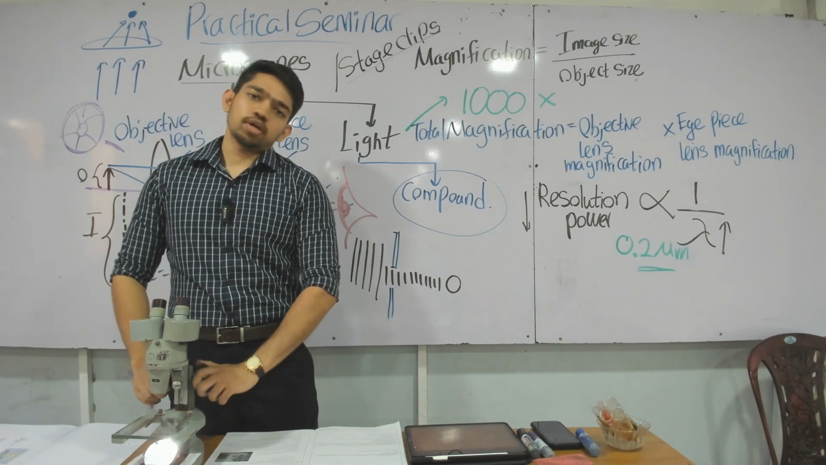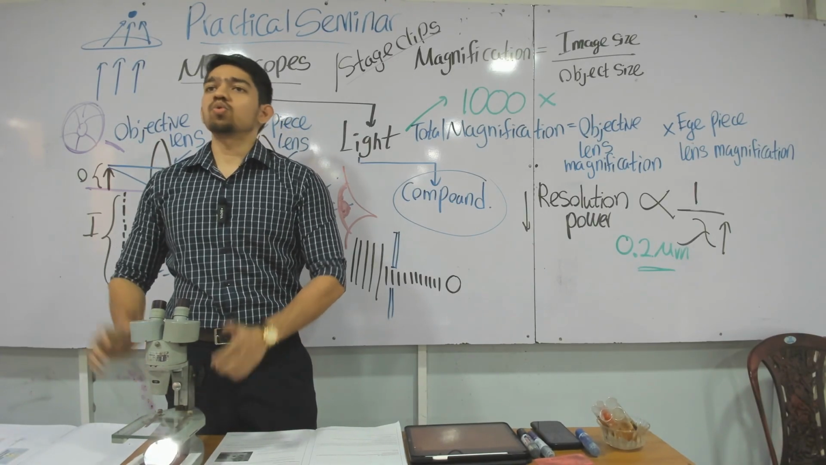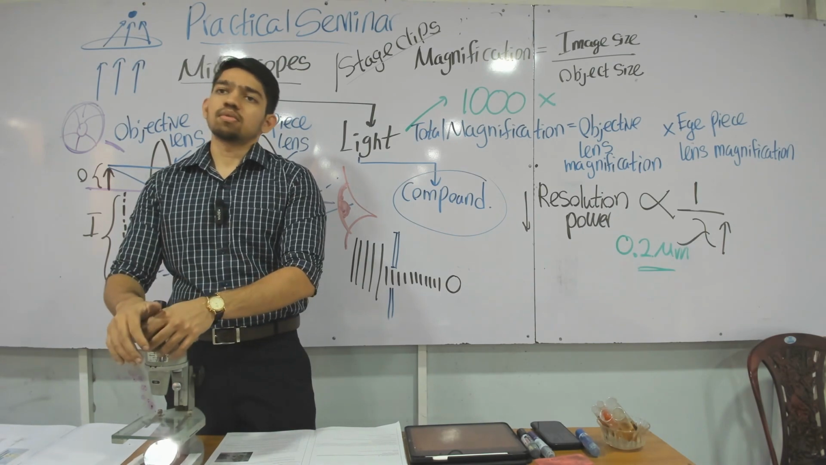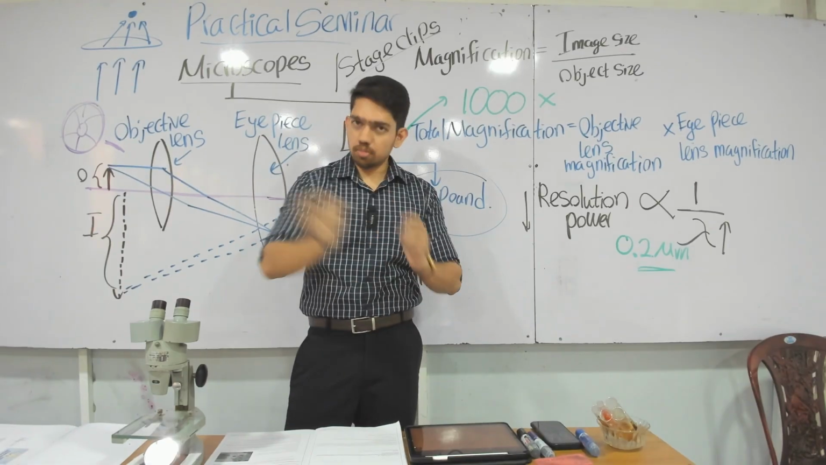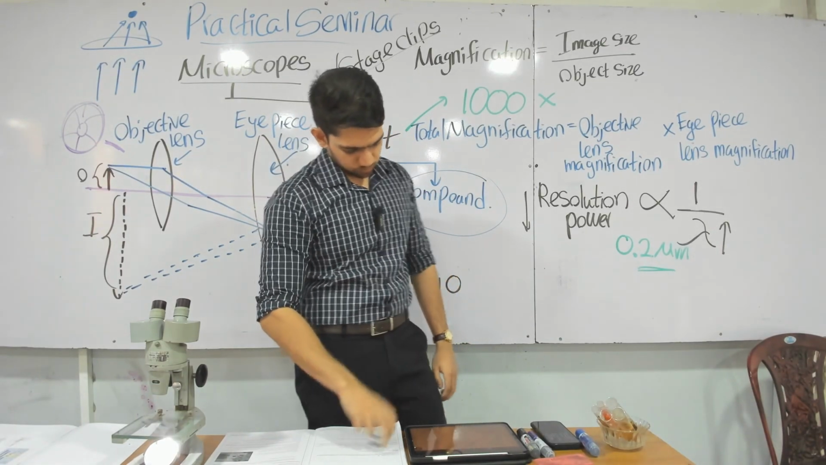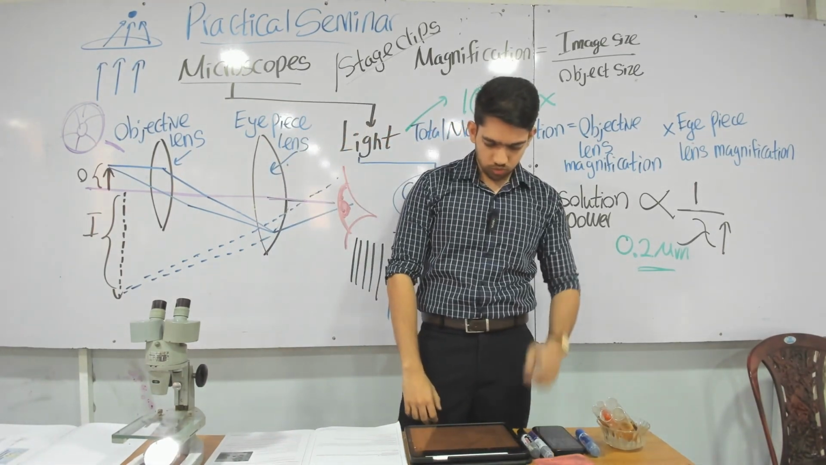If you take a microscope, there are two ways you can focus this. There are two knobs. The first one is called the coarse focus. Let's write down its function. Coarse focus.